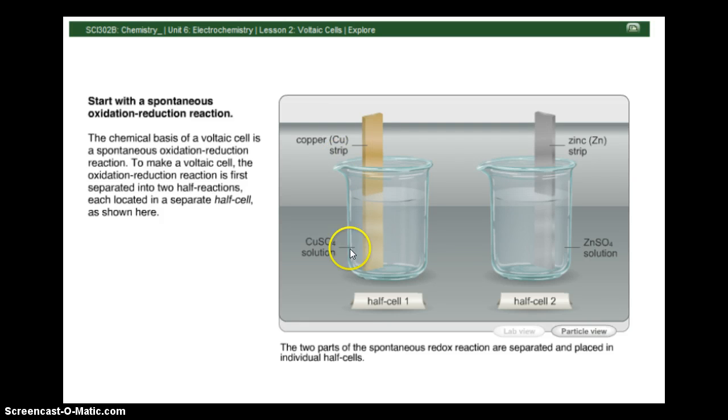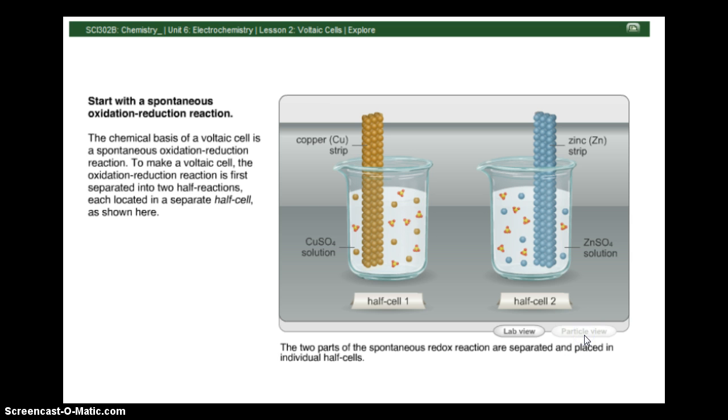So we have half cell 1, which contains our copper strip, and it's in a copper sulfate solution. Beaker 2 is a zinc sulfate solution. So notice they both have sulfate in them. And then of course we have the strip of zinc. The two parts of the spontaneous redox reaction are separate and placed in individual half cells. So we call the whole thing a cell, and because it's split in half, we call it a half cell.